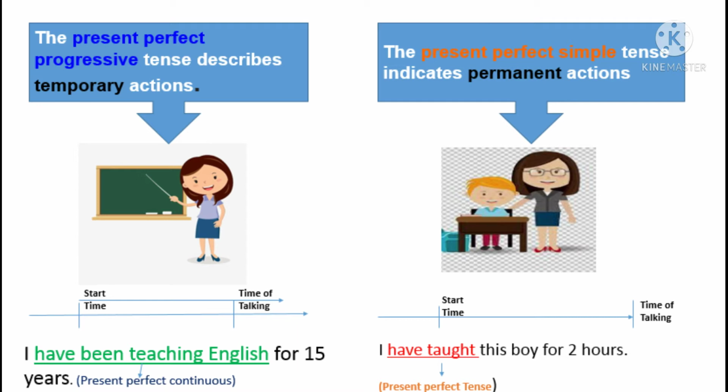While in case of the present perfect simple, which I have said, it indicates permanent action. Yeah, it means it's already done, it's finished, it will not change anymore. So for the example that I have given for you, we have here, I have taught this boy for 2 hours. That 2 hours will not change anymore. It's done, it's permanent, it's finished, right? Unlike for the present perfect progressive, it will still continue.